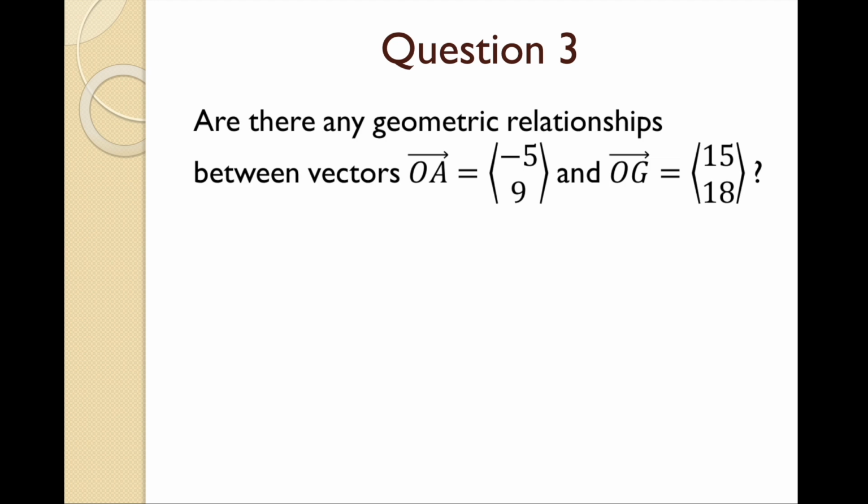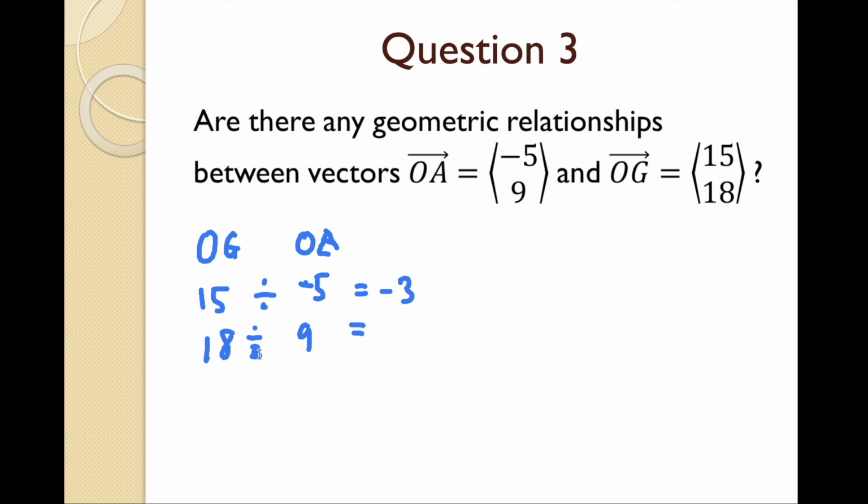That's why we check first, right? Just to make sure, people. So we have 15 here, 18 here. We have -5 here, 9 here. So if we divide, I'm going to get what? -3. And over here, I'm going to get +2. See my problem here? These are not the same.